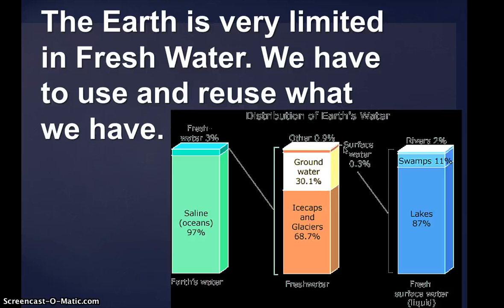And from that 30%, only 0.3% of that is surface water. So that's the water that we can see in our lakes and rivers and streams and things like that. So that's just a basic picture of how much of our total quantity of water is fresh.